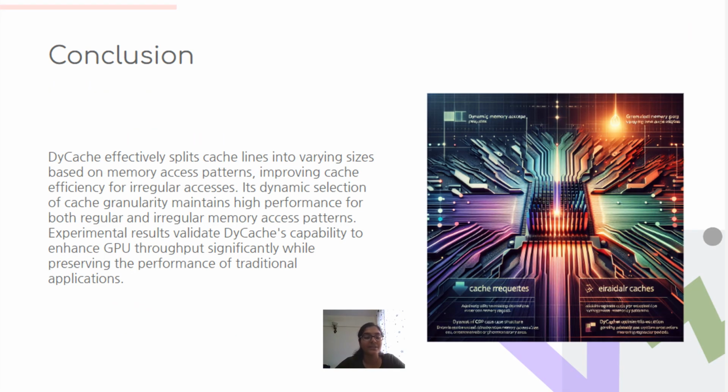So, in conclusion, DyCache effectively splits cache lines into varying sizes based on memory access patterns, improving cache efficiency for irregular accesses. The dynamic selection of cache granularity allows DyCache to maintain high performance for both regular and irregular memory access patterns. Experimental results validate DyCache's capability to enhance GPU throughput significantly while preserving the performance of traditional applications.